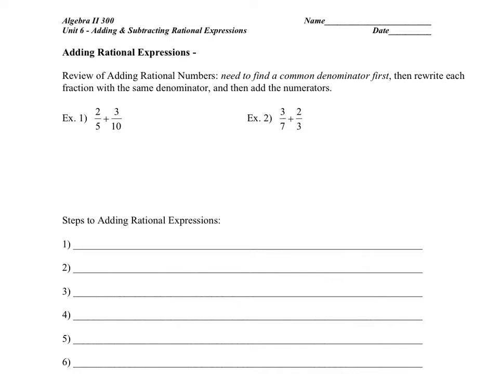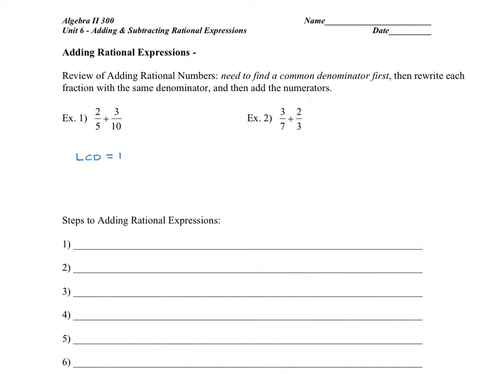Today I'm going to be walking you through adding and subtracting rational expressions. If you remember from when you learned how to add rational numbers, the first thing you need to do is find a common denominator. So in example number 1, the least common denominator would be 10.